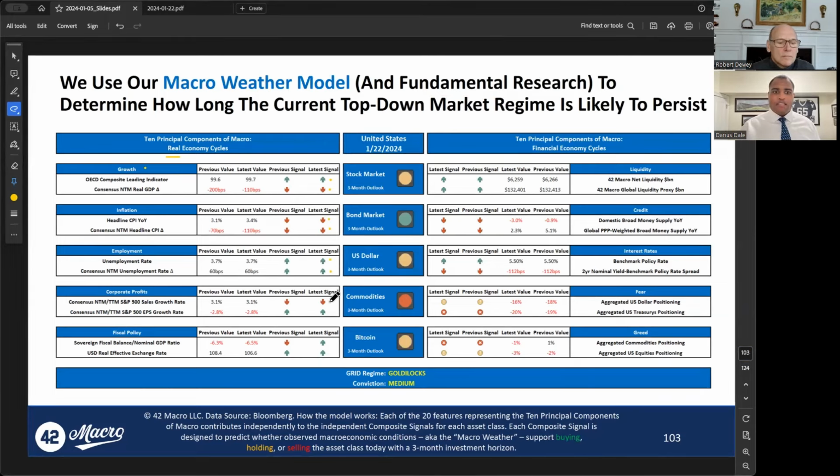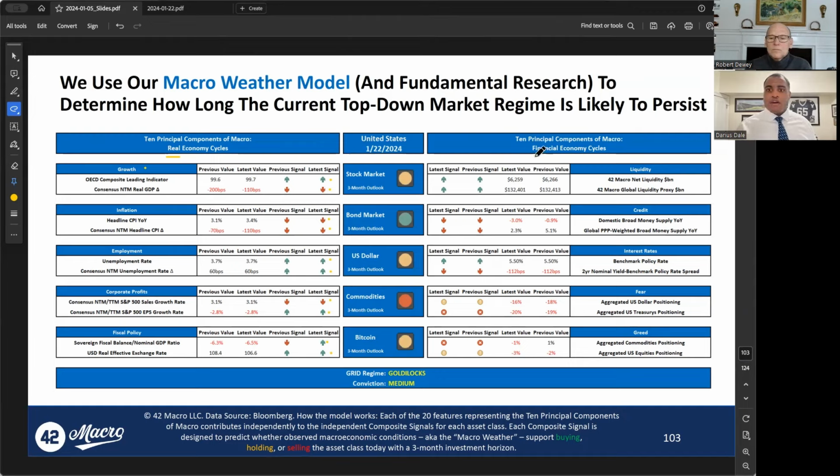If you look at the implied sales growth rate for the equity market, that number is trending lower. The implied earnings growth rate for the equity market is trending higher. If you look at the sovereign fiscal balance divided by nominal GDP, that ratio is trending higher now and recently inflected to a positive trend. The dollar real effective exchange rate is trending higher. And so that's sort of the summary of what we think are the main indicators to track for the real economy cycles.